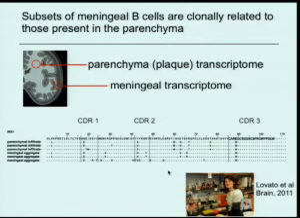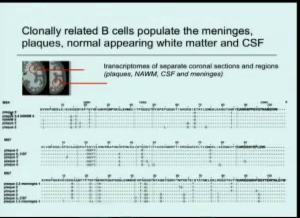Novato, recently published in Brain, and basically I'll just summarize the experiments. If you look at a parenchymal plaque transcriptome versus the meningeal transcriptome and ask, are these related, you can see, looking at these sequences, that the meningeal aggregate shares many sequences with the parenchymal infiltrate, suggesting that they arose from the same original clone.